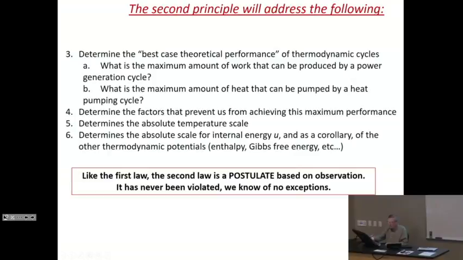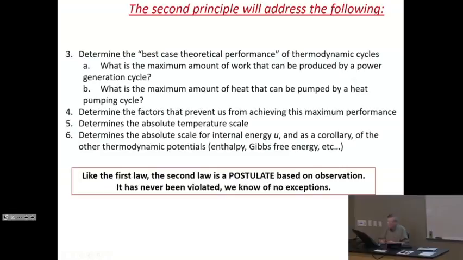So entropy is a thing that will determine the factors that prevent us from reaching this maximum performance. It's also at the origin of the definition of the absolute scales, the Kelvin scale and the Rankine scale. It will also determine absolute scales for internal energy and, as a corollary, the other thermodynamic potentials. For example, the only one we saw so far was enthalpy, but I mentioned to you in passing that there are others like Gibbs free energy and whatnot.